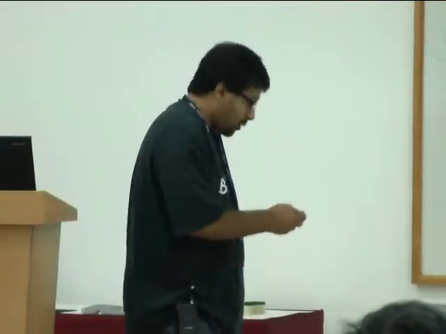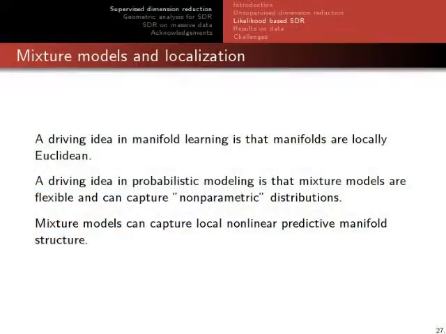Okay? This works quite well if I have global linear predictive structure, same as PCA. If you have global linear predictive structure, it does quite well. But if you have clusterings or manifolds or some localized structure, it doesn't do very well. So anyone want to take a guess how you deal with this?